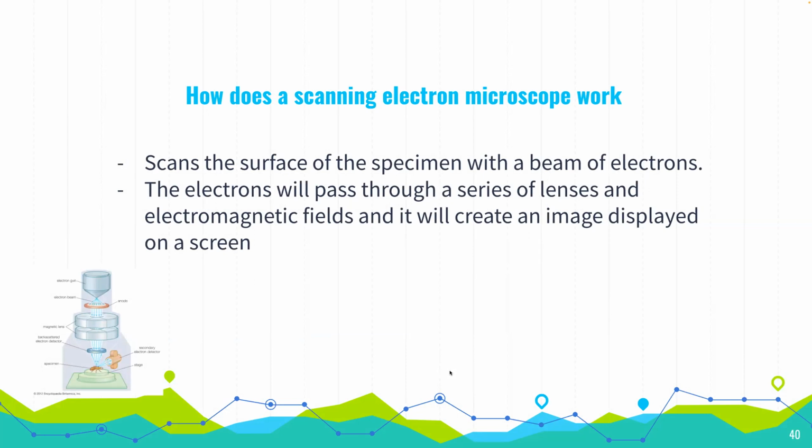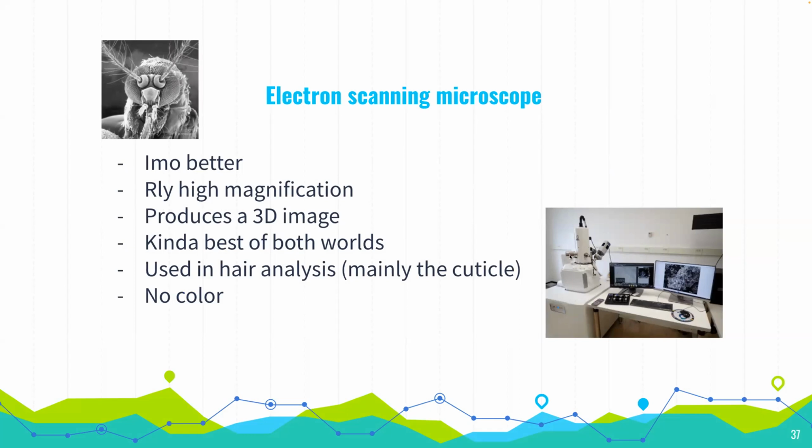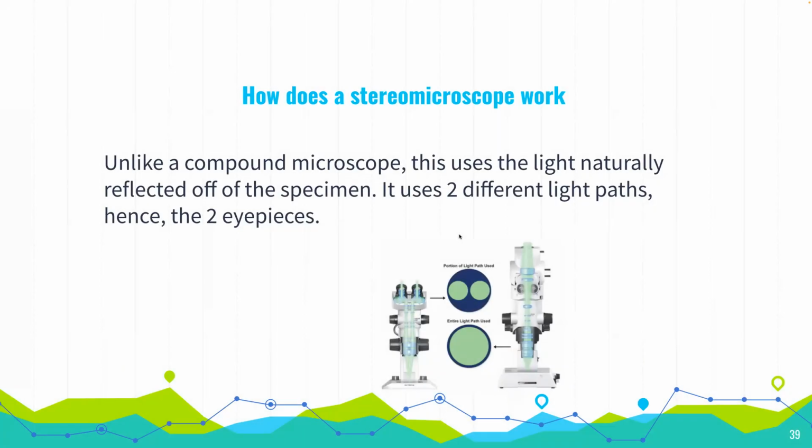All right, how does the scanning electron microscope work? This will scan the surface of the specimen with a beam of electrons, so this time not light. The electrons will pass through a series of lenses and stuff. As you can see over here, there are lenses and fields, and it will create an image displayed on the screen. So over here, as you can see, there is the compound microscope and the screen. All right, so we went over this pretty quickly.